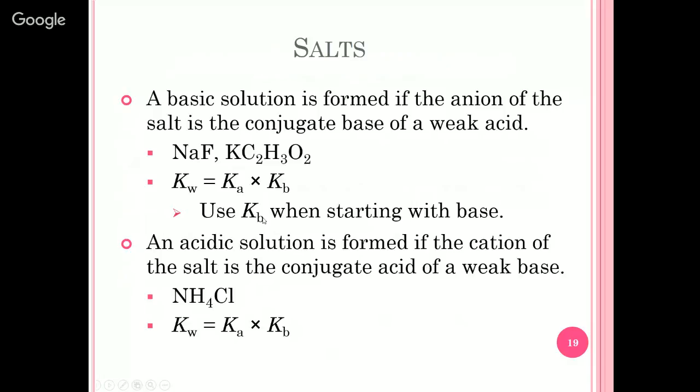So you're asking yourself, where did these ions come from? This ion came from sodium hydroxide because your cation comes from your base. Where did this ion come from? It came from an acid, HF. So this is what you're asking yourself: where did these ions come from? A strong acid or a strong base, or a weak acid or a weak base. It's the only way that we can really identify how salts will behave in solution.